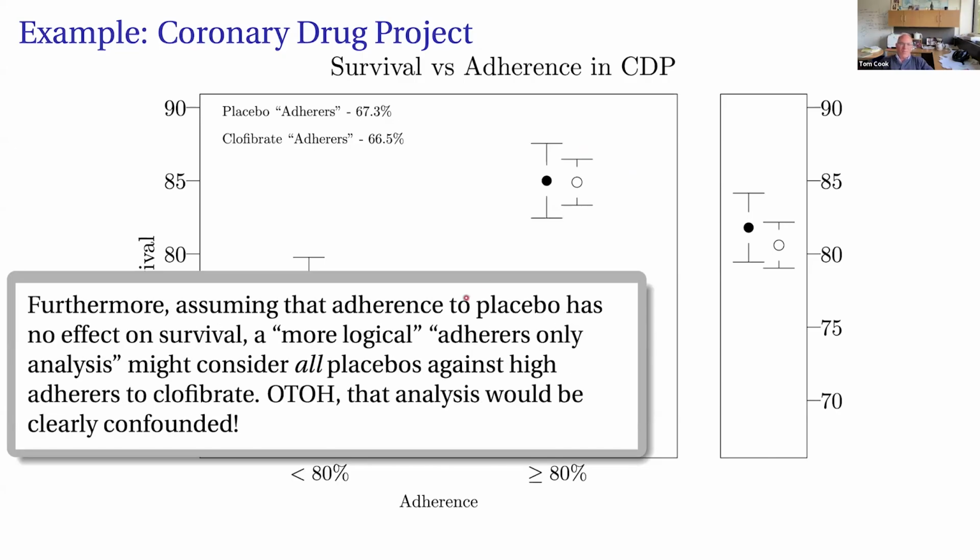Furthermore, since I'm willing to assume that adherence to placebo has no effect on survival, maybe a more logical adherers-only analysis might consider all the placebos against the high dose. So there we would be comparing the high dose in the clofibrate arm against all of the placebos, and there you clearly have confounding. This all-placebos group contains both high risk and low risk people, whereas the high adherers among the clofibrate people has a higher proportion of low risk people. So that's clearly confounded.